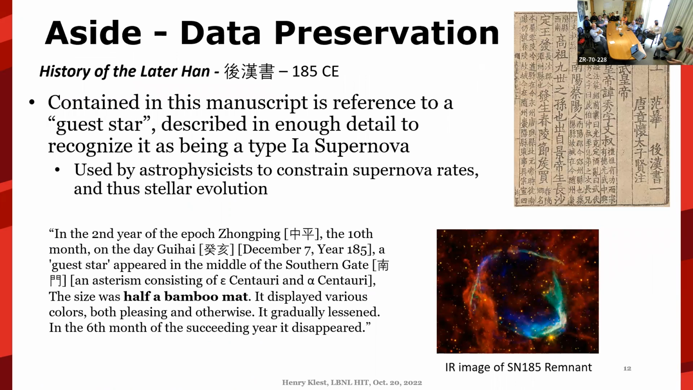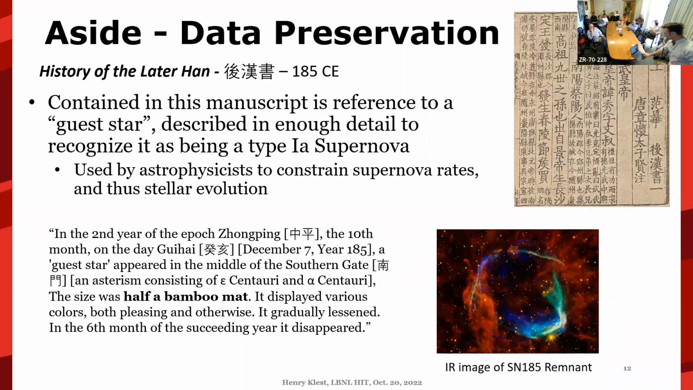Okay, so now to move on to data preservation. This is a very interesting historical note on some of the very first examples of data preservation. This is a fantastically interesting document that was written in the later Han period in China, and contained in this extremely lengthy text is a reference to a guest star that is described in rich enough detail for modern astronomers to actually constrain this as having been a type 1a supernova whose evolution lasted X number of months, and was in Alpha or Epsilon Centauri.